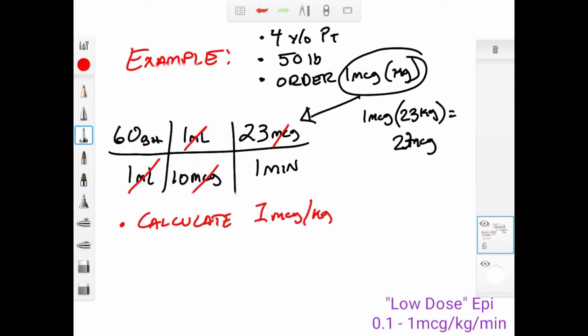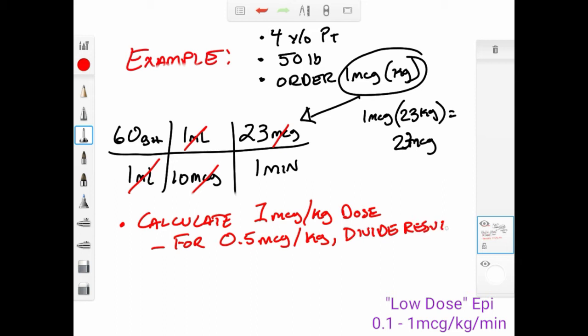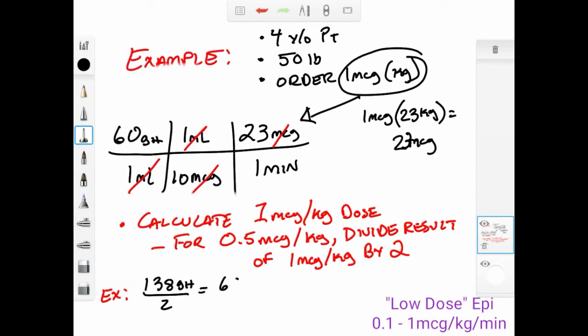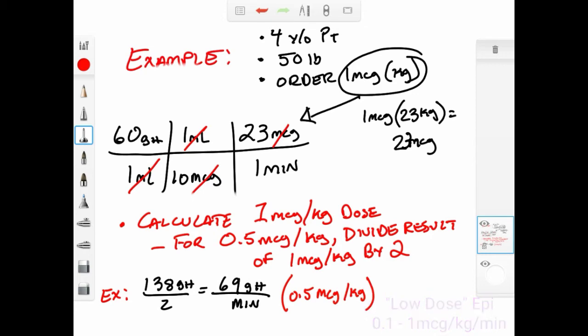Let's say that you want to start low and you want to do a 0.5 micrograms per kilogram per minute. Well, if that's what you want to do, then just go ahead and simply divide your final answer by 2. So you're literally cutting your drops per minute in half, and that's going to give you the correct drip rate for 0.5 mics per kg, which in this case is going to be 69 drops per minute.